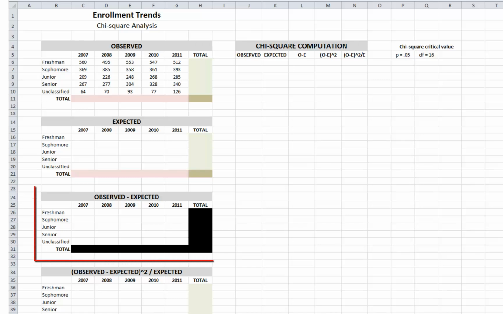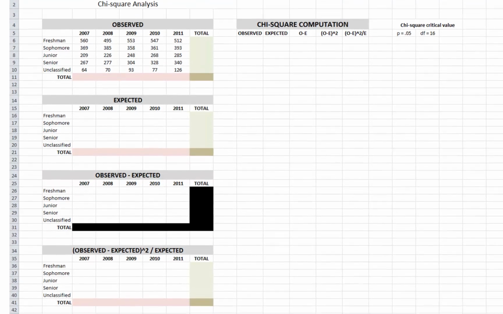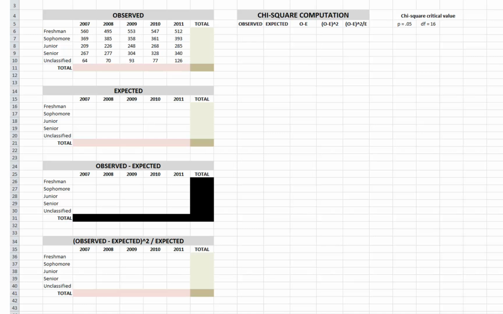Below that, we're going to have our observed minus our expected. In that table, we will be able to see the differences between the top two tables. And at the very bottom, we're going to have our observed minus our expected, squared, divided by our expected. That's the last step in calculating our chi-square for each cell. At different times during the video, I will pause it because some things are too boring for you to sit and watch me do, like filling in columns and copy and pasting. All right, so let's get started.